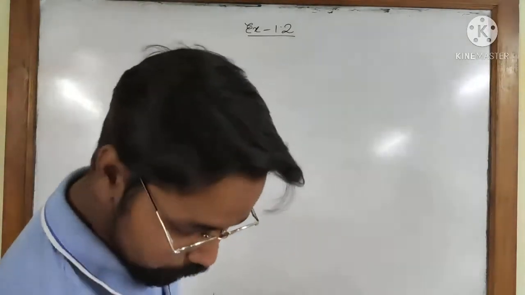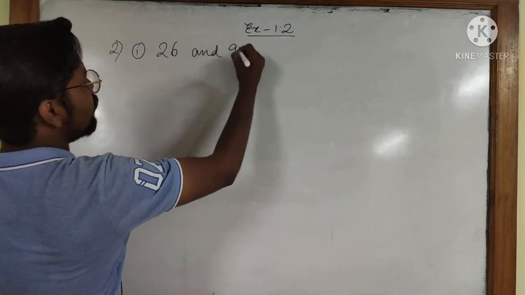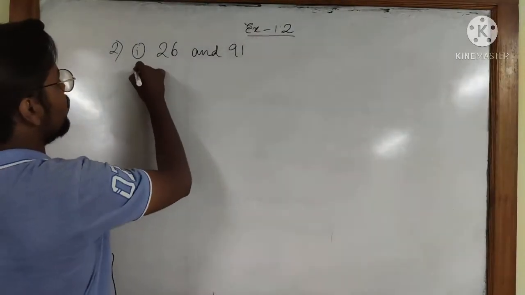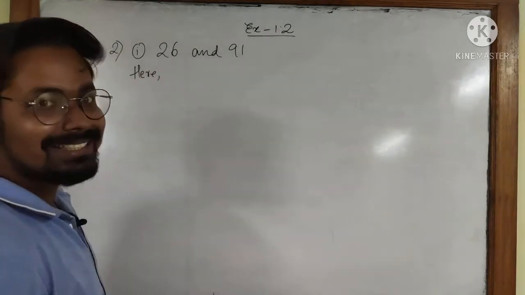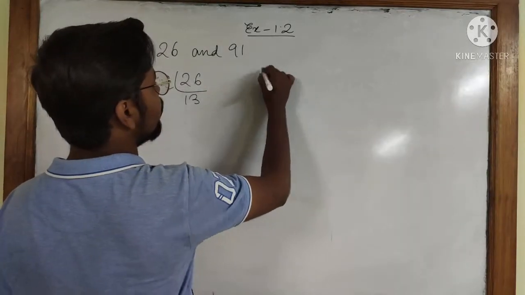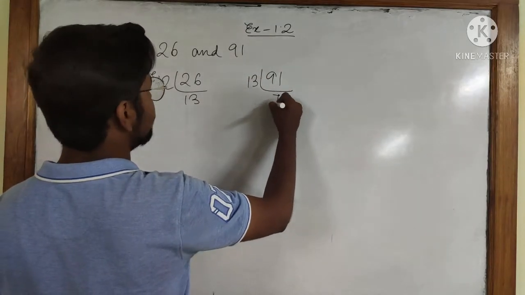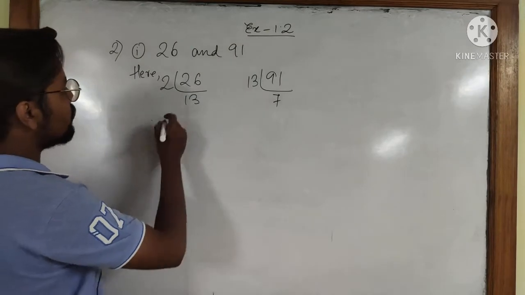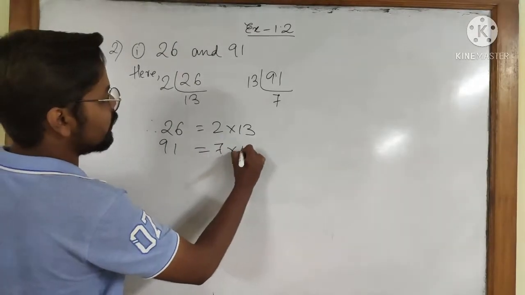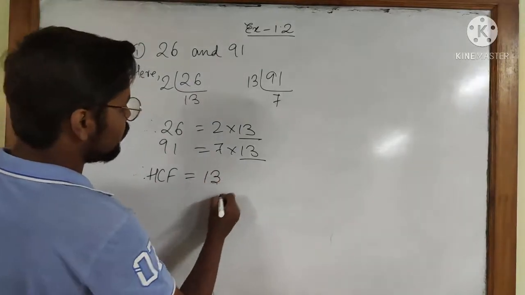So let's try number 1. Question number 2, Roman 1. It is 26 and 91. So 26 and 91, how do you solve it? So here first, let's try to find the HCF. So 26 you can factorize with 2, you will get 13, and 91 you can factorize with 13, and it is 13 into 7. So therefore 26 can be written as 2 into 13, and 91 can be written as 7 into 13. So as 13 is the common factor and this is the highest, therefore HCF will be equal to 13.